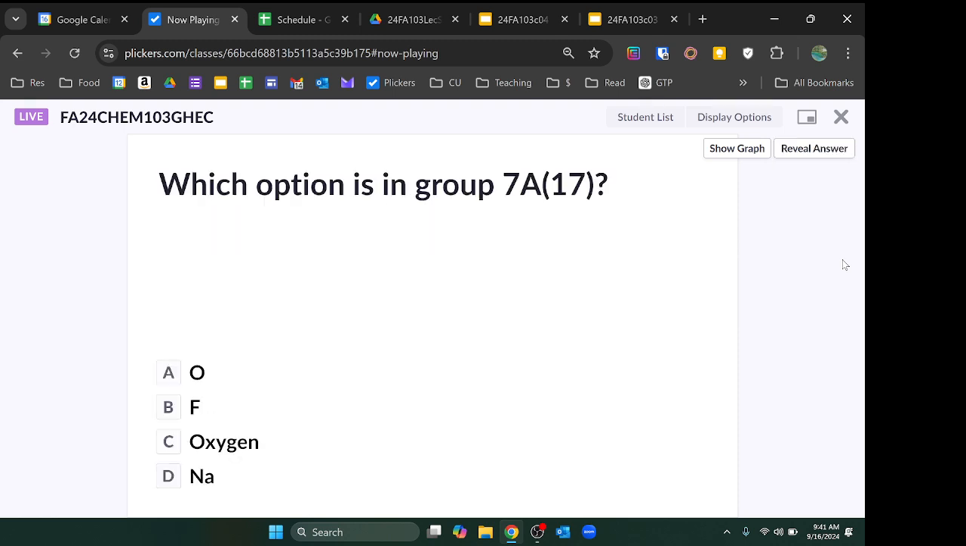Which option is in group 7A? So which is group 7A? Is it O, F, oxygen, Na?